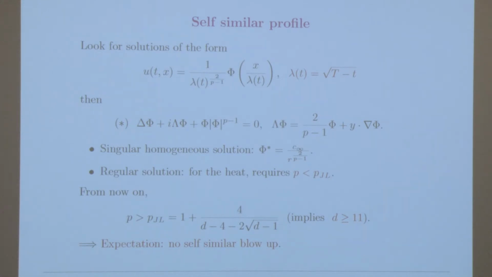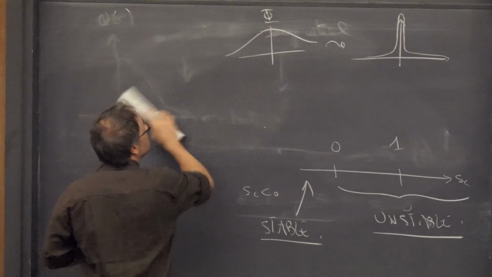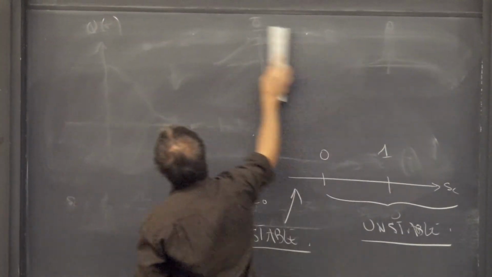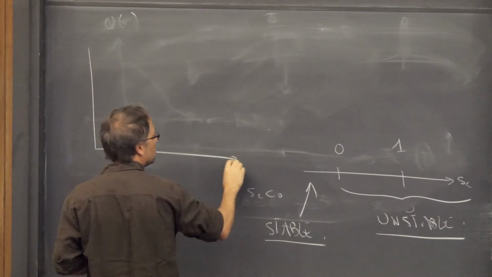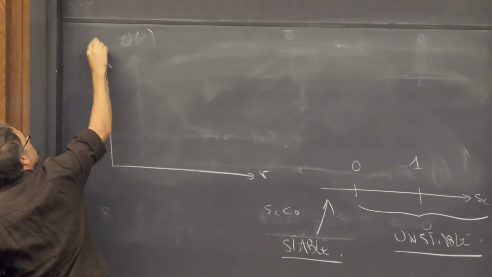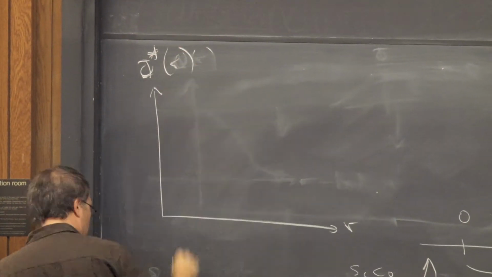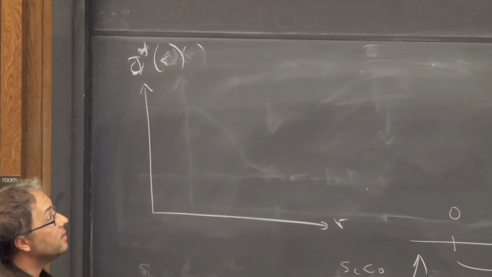This computation you can do for the heat equation as well, where things are better understood. And roughly the picture is as follows. This is a very funny picture. What you have is a so-called singular self-similar solution. So this is R. This is phi star of R. So what does phi star of R look like? Well, it's a very funny guy.